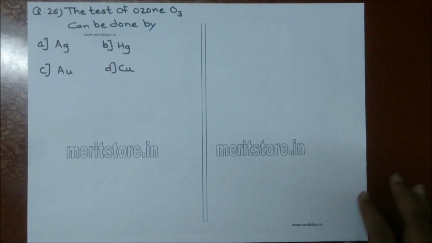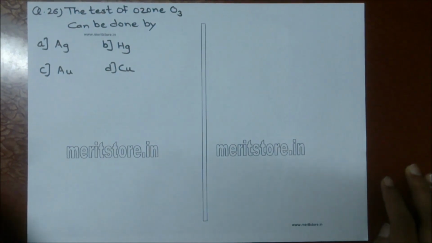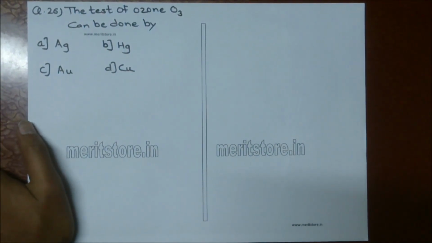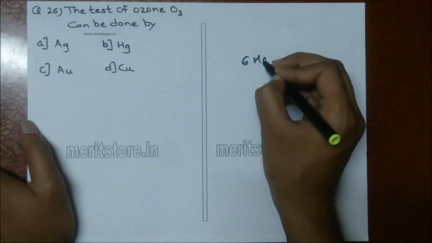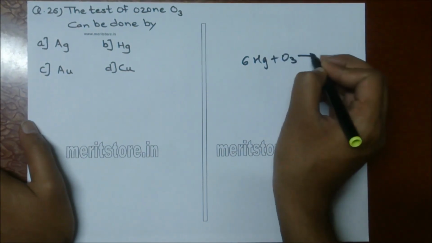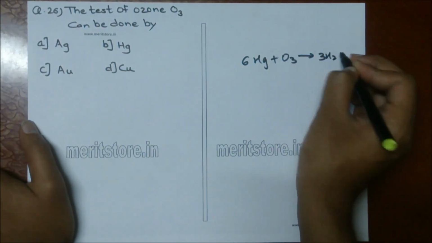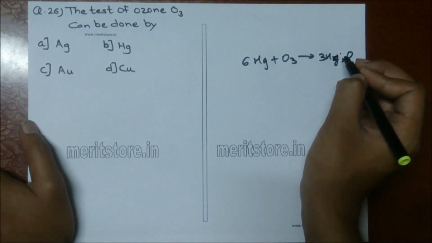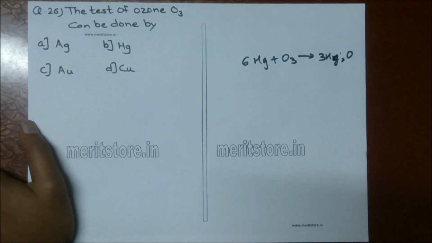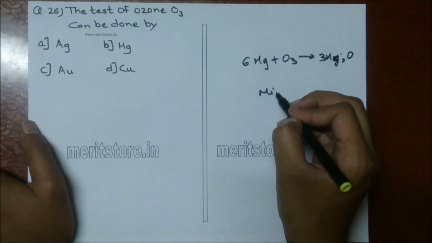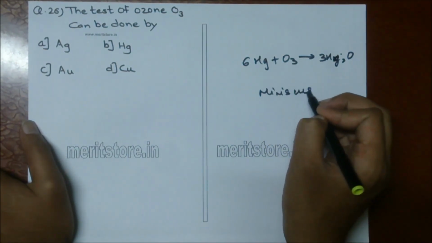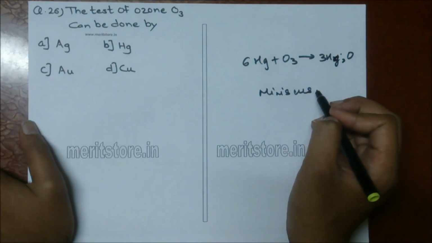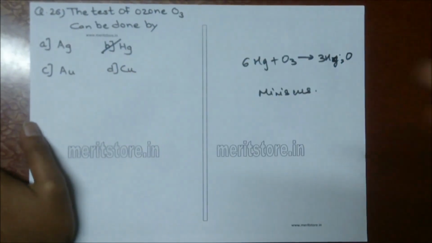Number 26. The test of ozone O3 can be done by A. silver, B. mercury, C. gold, D. copper. The reaction is 6Hg plus O3 gives 3Hg2O. This is mercurous oxide. Due to this reaction, mercury loses its meniscus and starts sticking to the glass. So option B is the test for ozone.